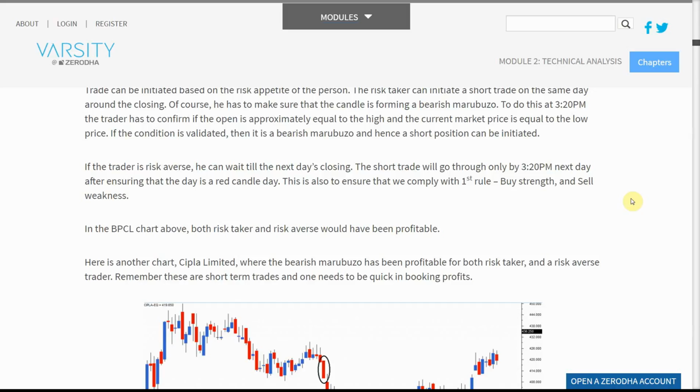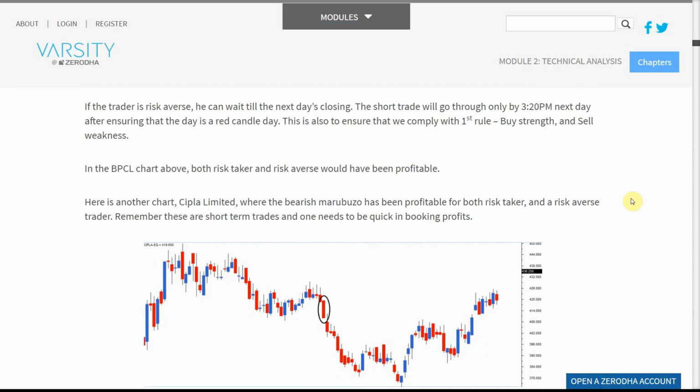If the trader is risk-averse, he can wait till the next day's closing. The short trade will go through only by 3:20 p.m. next day after ensuring that the day is a red candle day. This is also to ensure that we comply with the first rule, buy strength and sell weakness. In the BPCL chart above, both risk-taker and risk-averse would have been profitable. Here is another chart, Stipple Limited, where the bearish Marubozu has been profitable for both risk-taker and a risk-averse trader. Remember, these are short-term trades and one needs to be quick in booking profits.